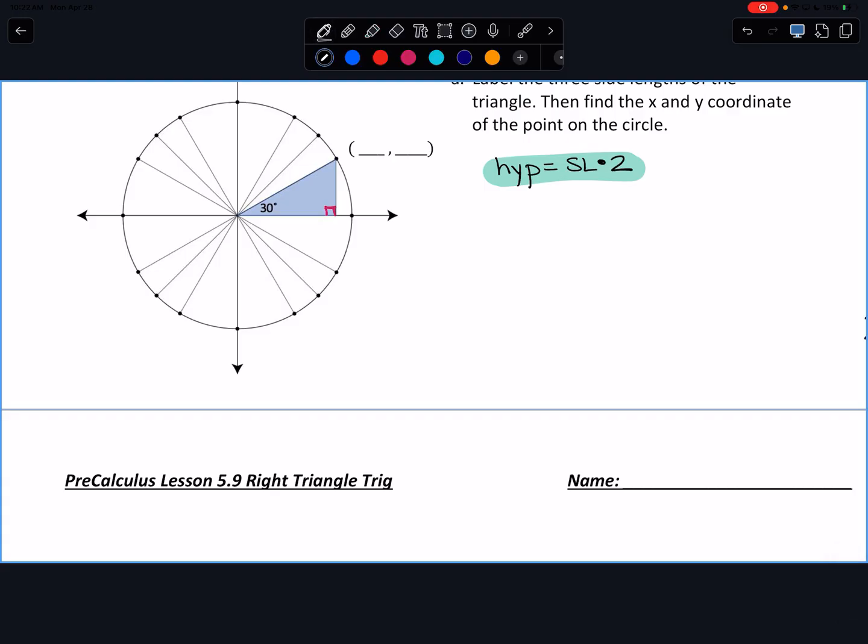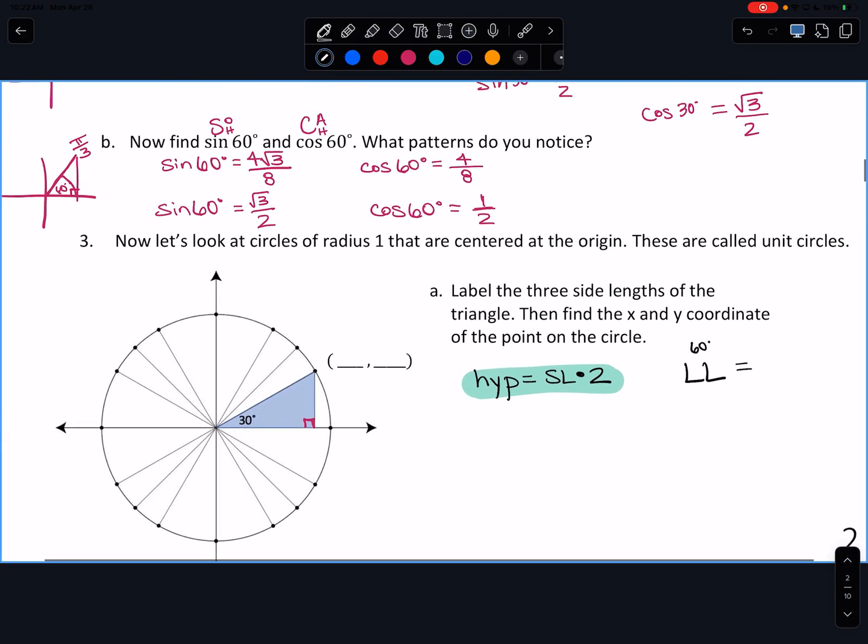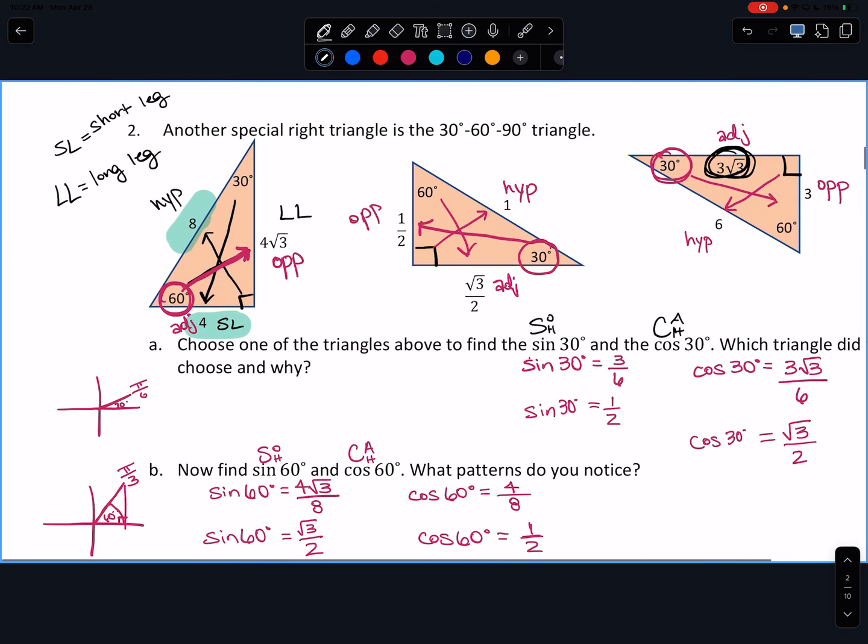Okay? The long leg, this is across from the 60, everybody. The long leg is equal to the short leg times what? Let's look. How would you find the long leg using the short leg?